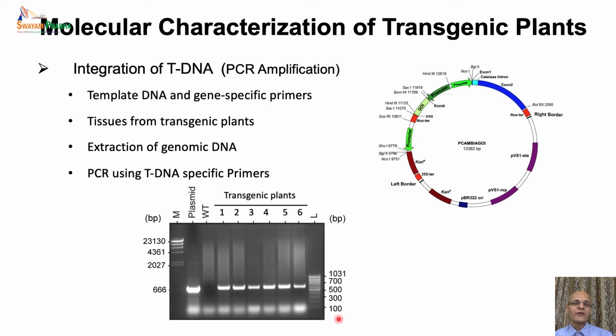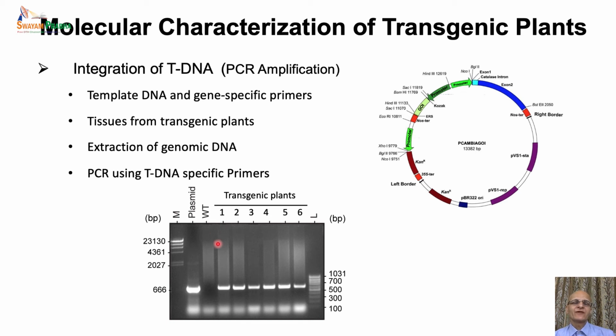Now, how would we know what is the expected size of the amplicon? Well, it will depend upon the primers. So when we design the primer from this particular tDNA region, we would know where they are mapping and what is the distance between the two locations where these two primers are mapping, and this distance will be the expected size of the amplicons.